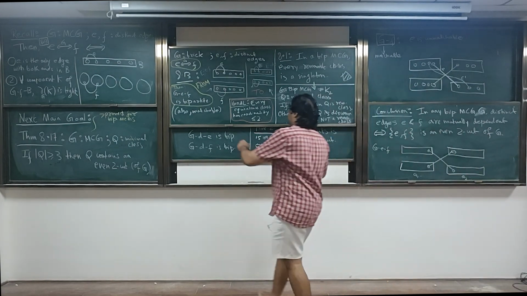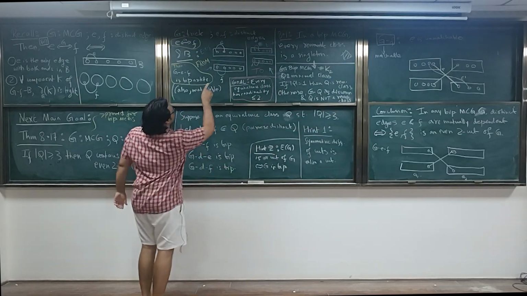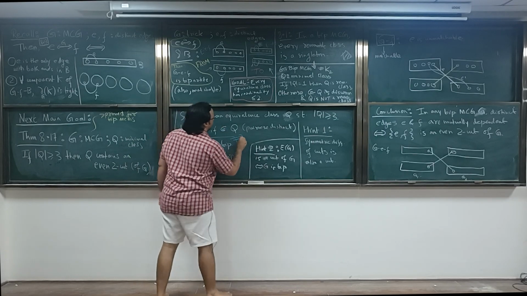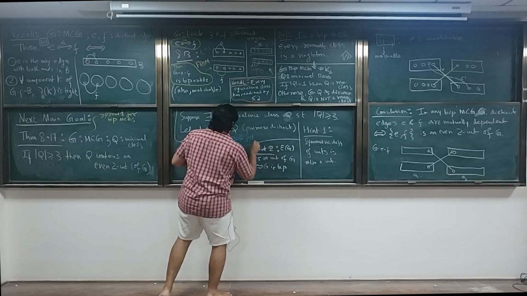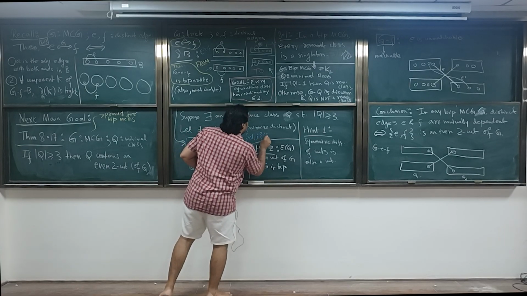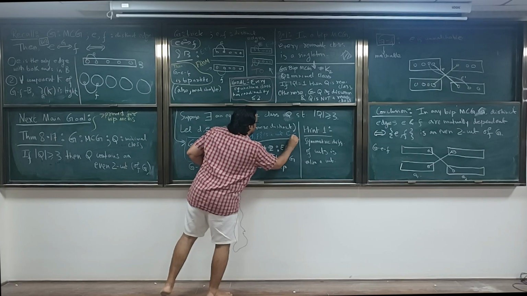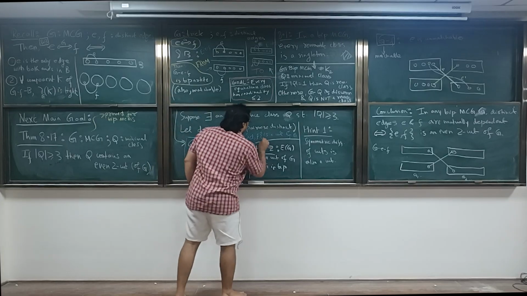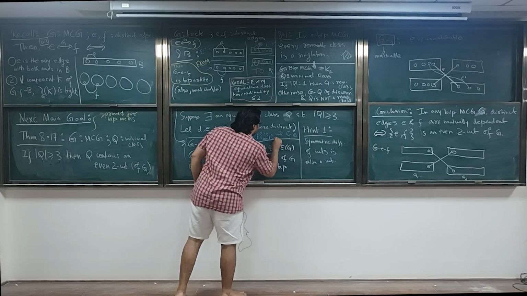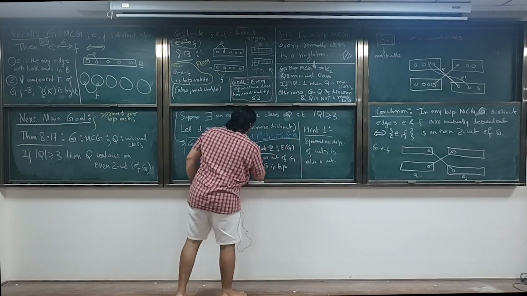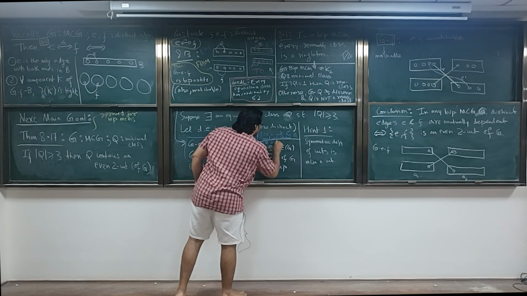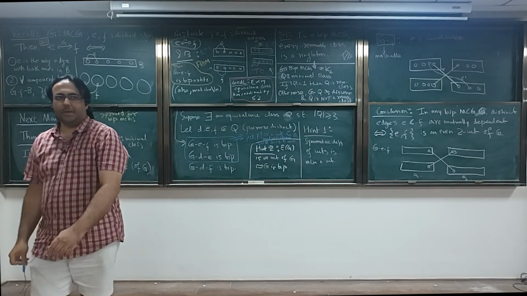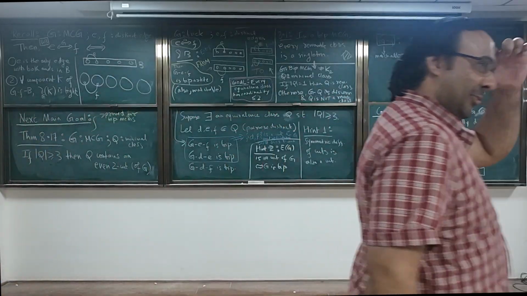Right? So we are using EF and DE, these two. So, from this we conclude that D and F is a cut of G, but G is a brick, that is 3 connected, it cannot have a 2 cut. Contradiction. Since G is 3 connected. Isn't that really cool?